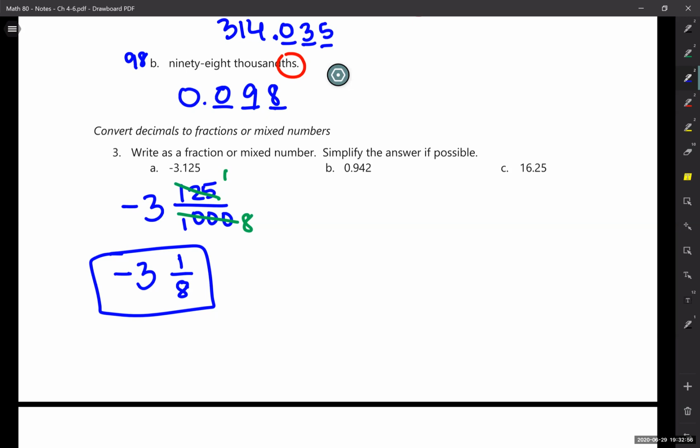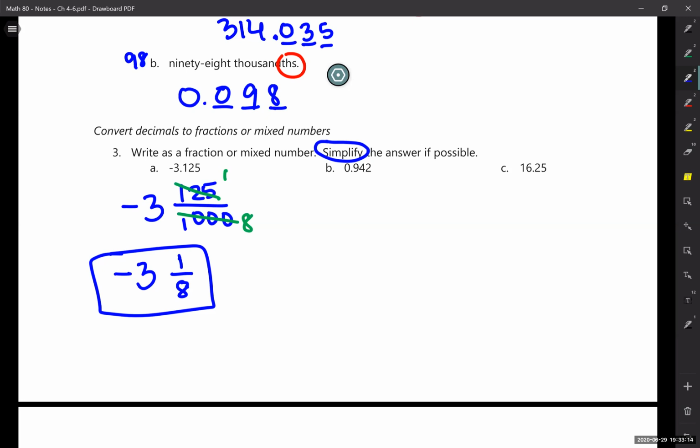So I know that this one in the box is the answer that I'm looking for, because I wrote the word simplify in the instructions. So make sure when you see that word simplify or reduce, you're writing your answer in lowest terms.